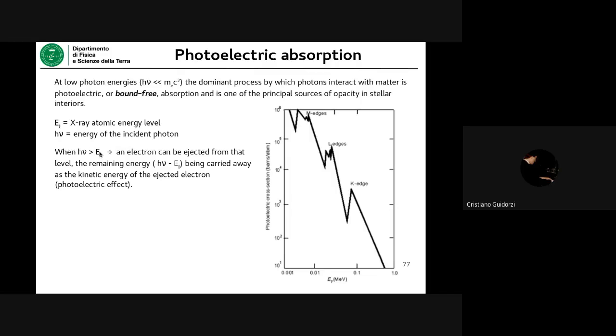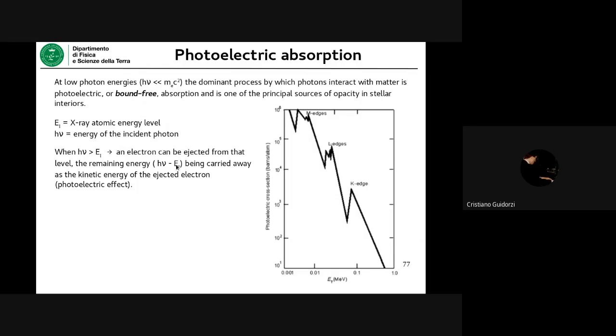When this is the case, of course, you have to consider that both conservation of energy and linear momentum have to be fulfilled. So in that case, what happens? The photon is absorbed, and the electron just carries away the energy in excess. So what was the energy of the photon, h nu, minus the binding energy that was used just to eject the electron, and the remaining energy is essentially carried away by the electron in terms of kinetic energy. But in order to make sure that also linear momentum is conserved, you also need an atom.